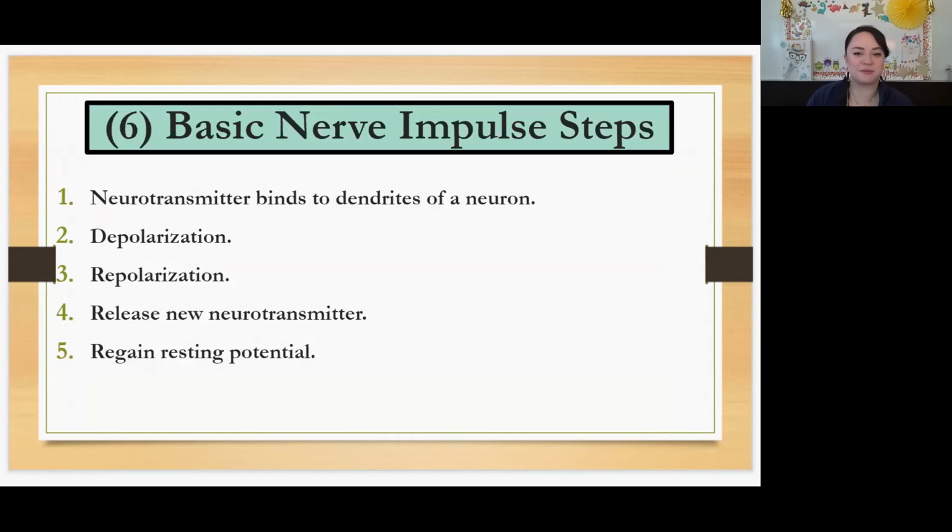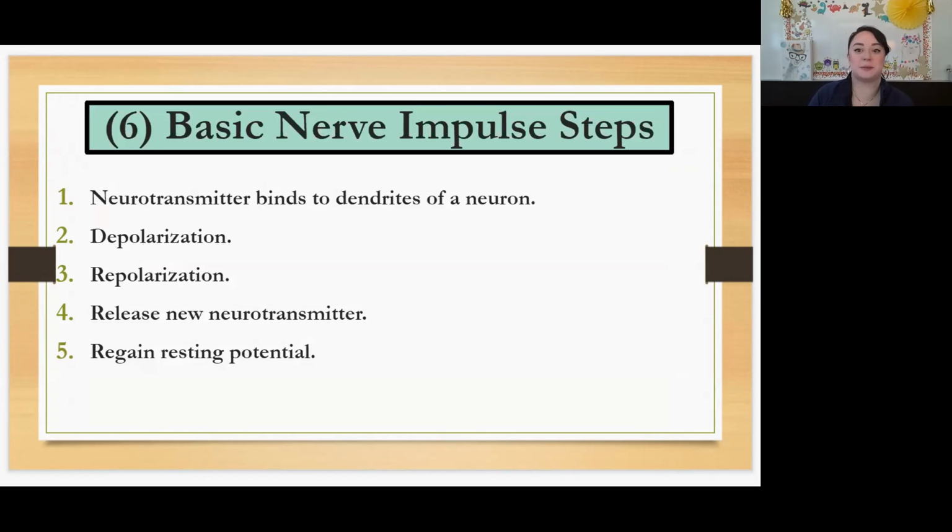So there are 5 basic steps to a nerve impulse. First, a neurotransmitter has to bind to the dendrites of a neuron. Hopefully you remember from the last class, a neurotransmitter is a chemical that is produced by our nerve cells. And these chemicals can stimulate a whole bunch of things to happen. They can make more nerve impulses or messages happen. They can make our organs and body parts do things and respond.